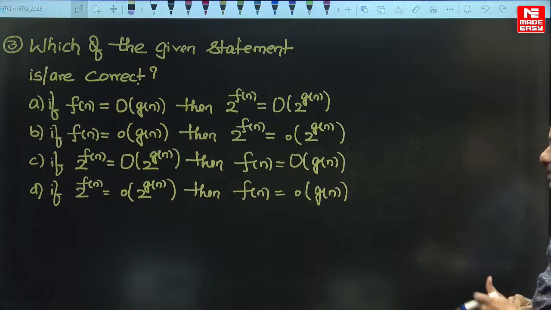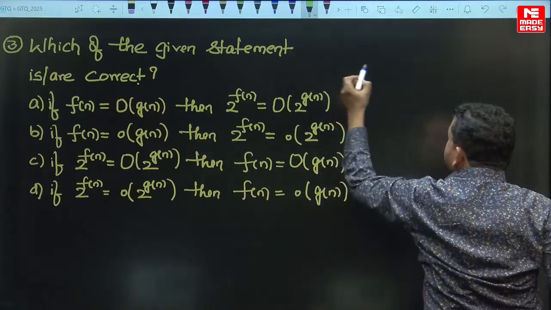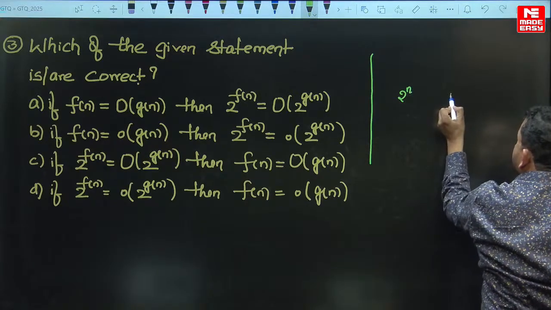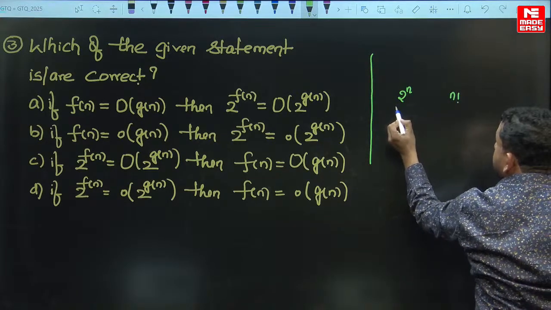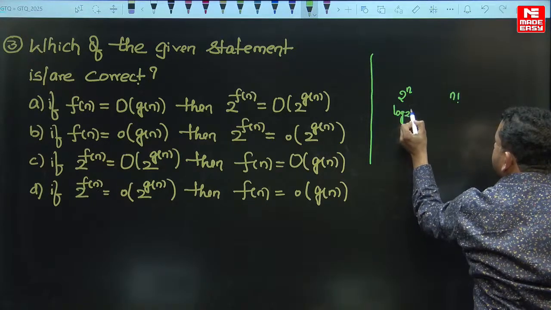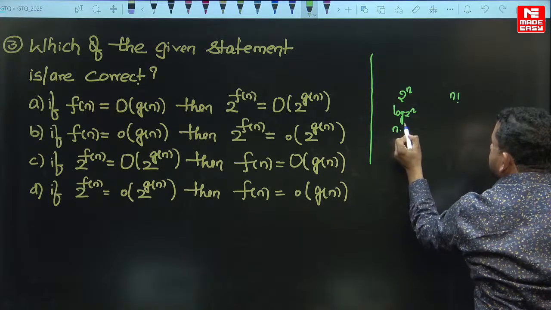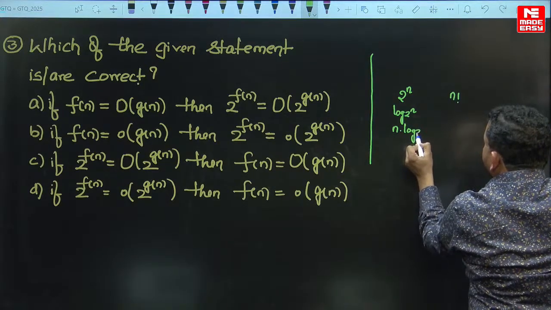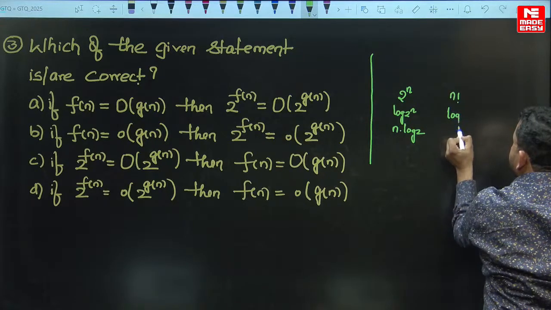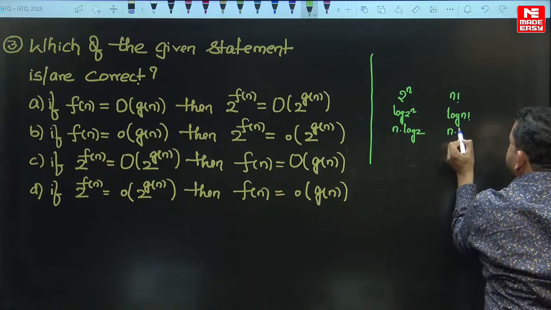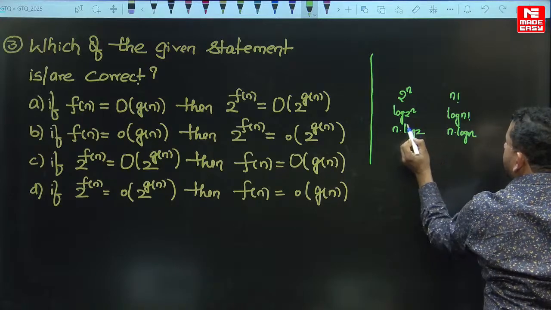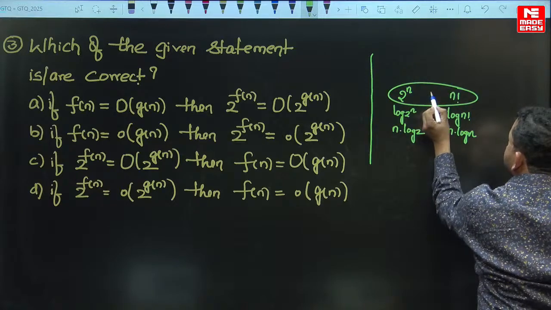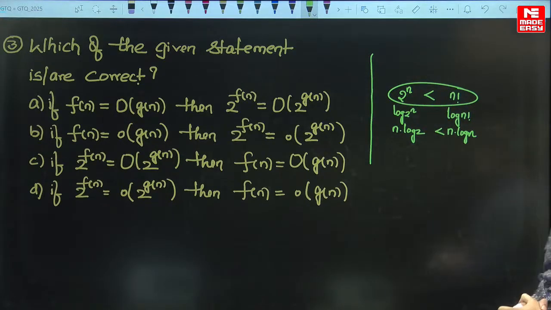For the previous question, some are asking about 2 power n and n factorial. If you apply logarithm, log 2 power n becomes n log 2, n multiplied with log 2, and the other one is log n factorial, which becomes n log n. So log g of n is greater than log f of n, and hence we can say 2 power n is asymptotically smaller than n factorial.